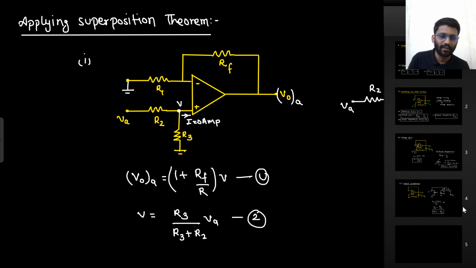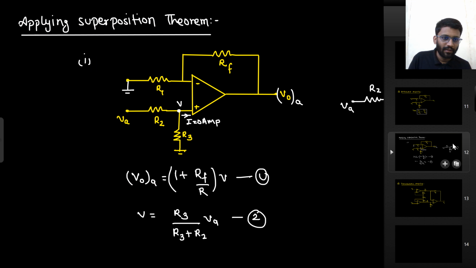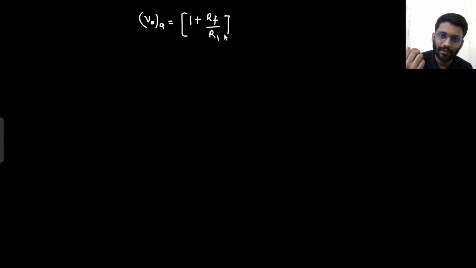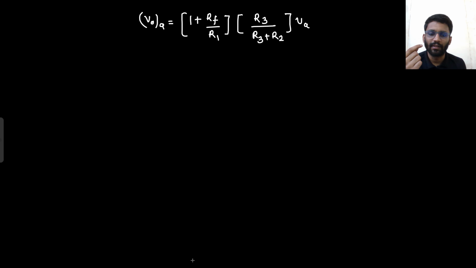So what will your V naught A be? Your V naught A would be 1 plus RF by R1 into R3 upon R3 plus R2 into VA. This is your V naught A.